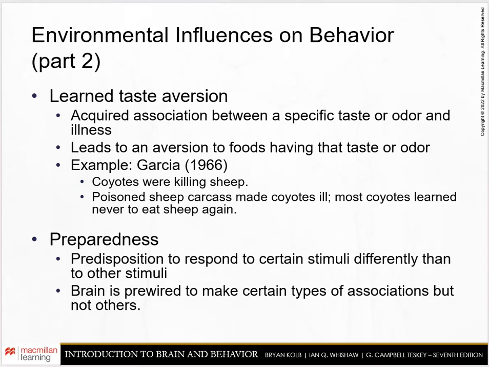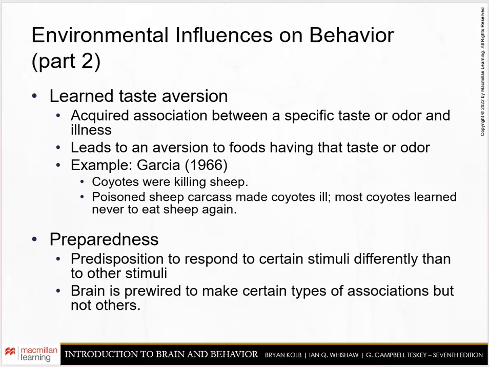And as we're thinking about learning, there's learned taste aversion too, which is a nice example of some of the learning in behavior that takes place. These are acquired associations between a specific taste or odor and illness. This might have happened if you ate something recently and very shortly after you ate it, you became sick. Even if the food was well prepared and there was nothing wrong with it, just the timing might have created this association in your mind, where you have an aversion to the food you had just had and you don't want to go back and eat it again.